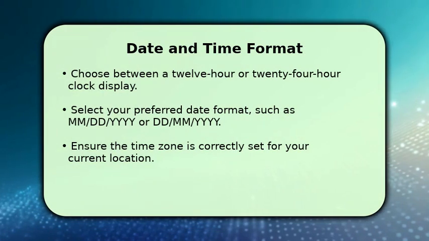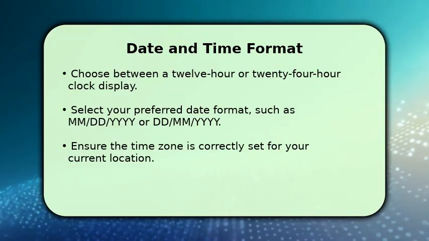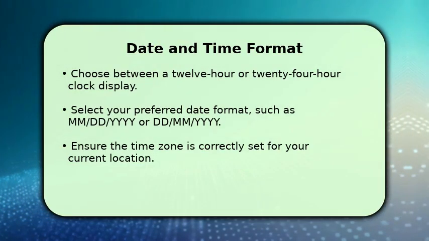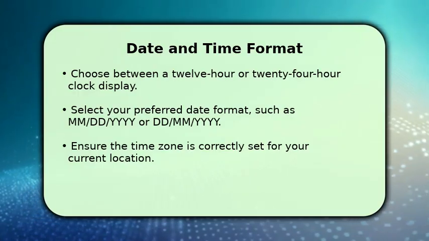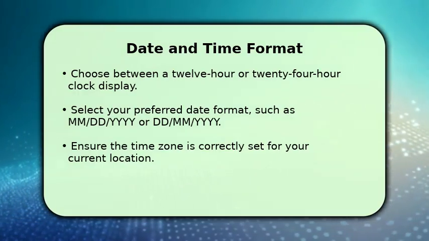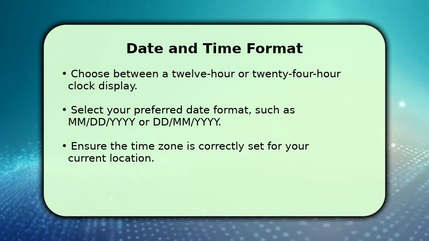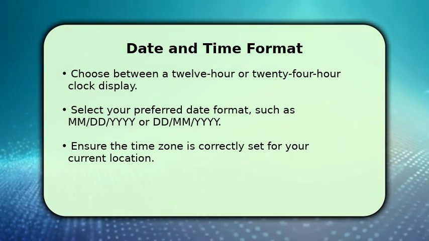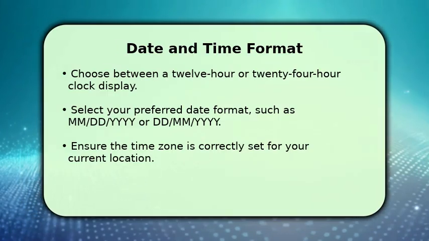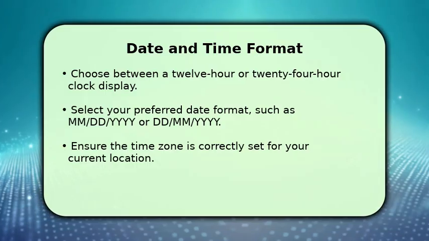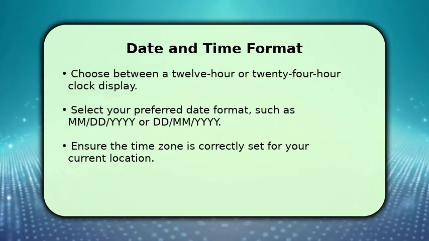Many Outlander models also allow you to customize the time and date format. You can usually switch between a 12-hour and a 24-hour clock display, depending on your preference. Additionally, you might be able to choose how the date is shown, like month, day, year, or day, month, year. Don't forget to check your time zone settings to ensure accuracy, especially if you've traveled recently.